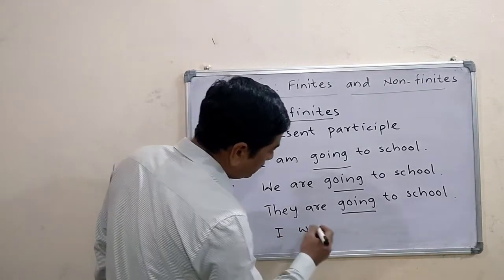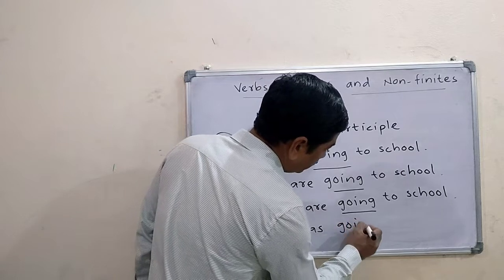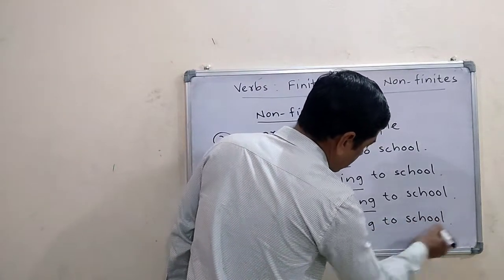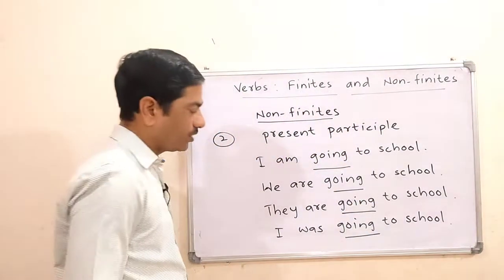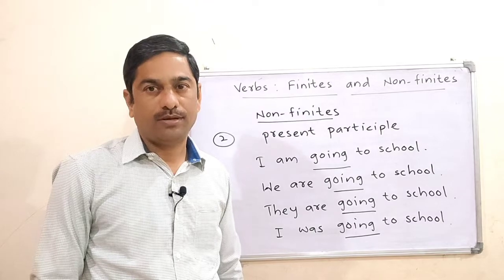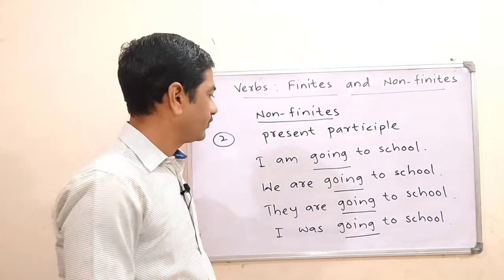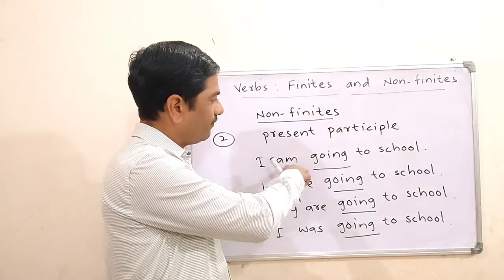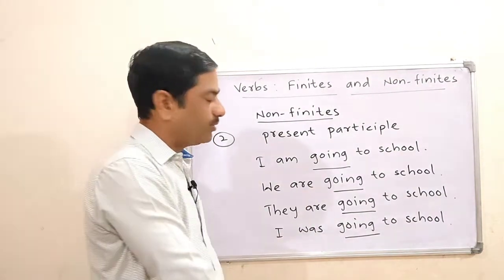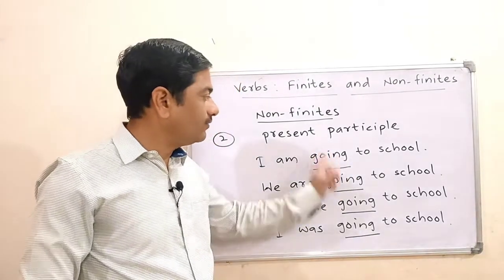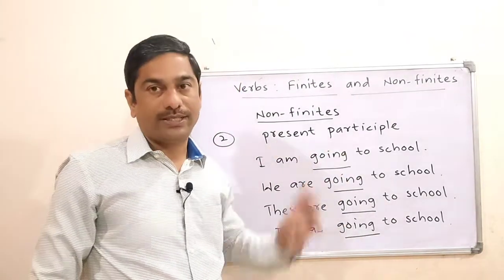We are changing the tense. I was going to school. There is no change in the form of going. So this going is present participle. Am, are, was are finite verbs. And what about going? Going is a non-finite verb, and in non-finite the subtype is present participle.